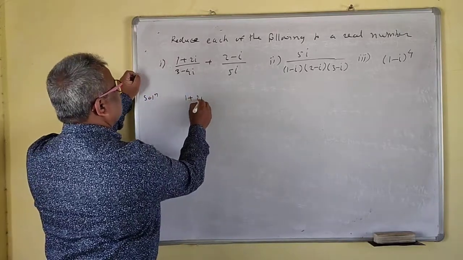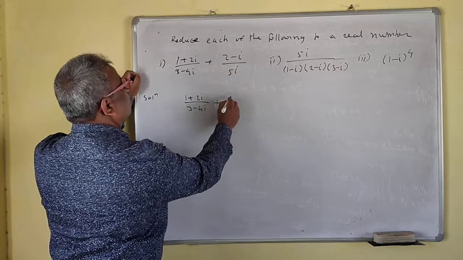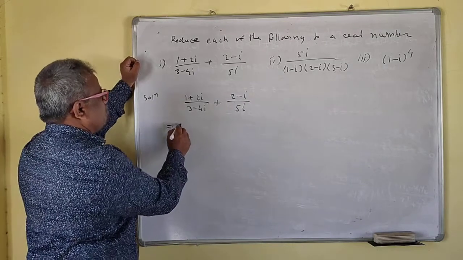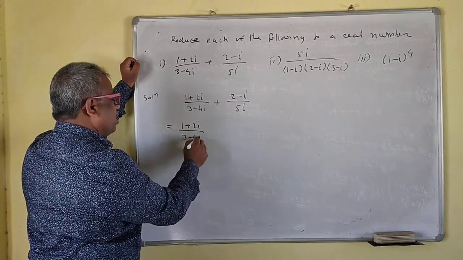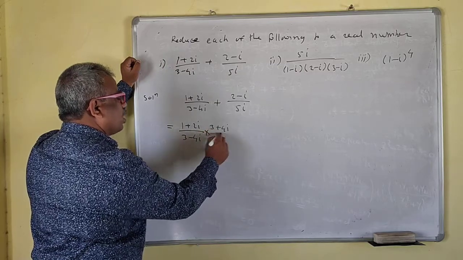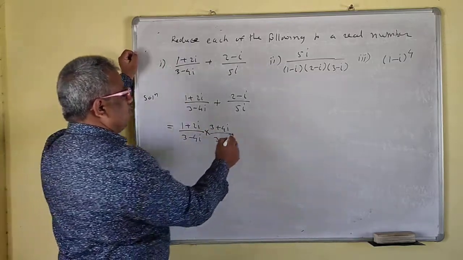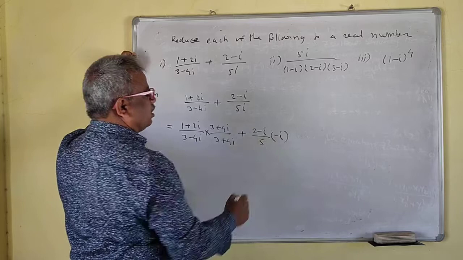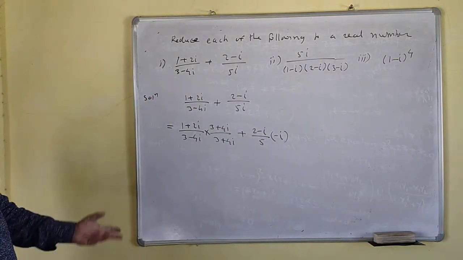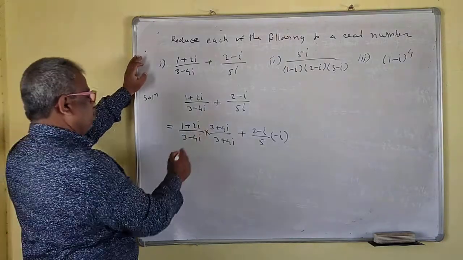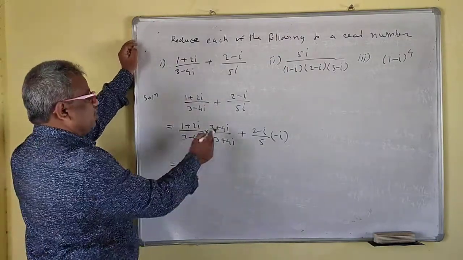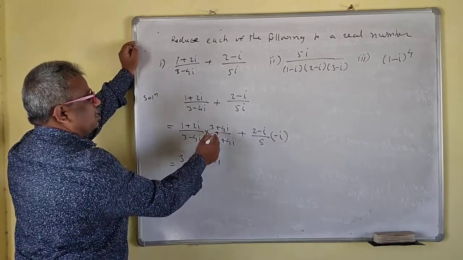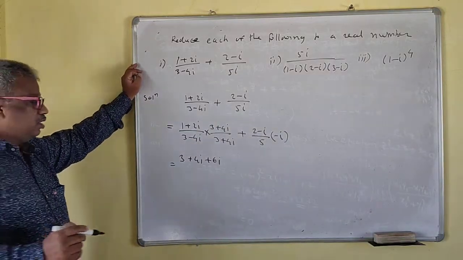Get solution. So (1 plus twice i) upon (3 minus 4i) plus (2 minus i) upon 5i. Okay. So now this is equal to (1 plus twice i) upon (3 minus 4i) into (3 plus 4i) upon (3 plus 4i), plus (2 minus i) upon 5i as it is. This is minus i, means minus 1 upon i is minus i. So we don't have to write anything now. Okay. So we'll do the multiplication for this one. This is what? 3 plus 4i, then 6i, then this is what? Plus 8i square. So minus 8.